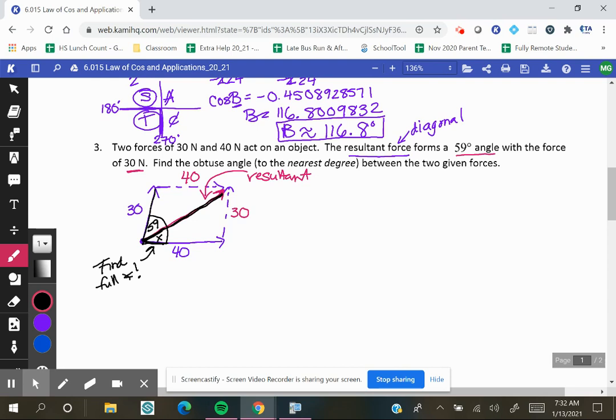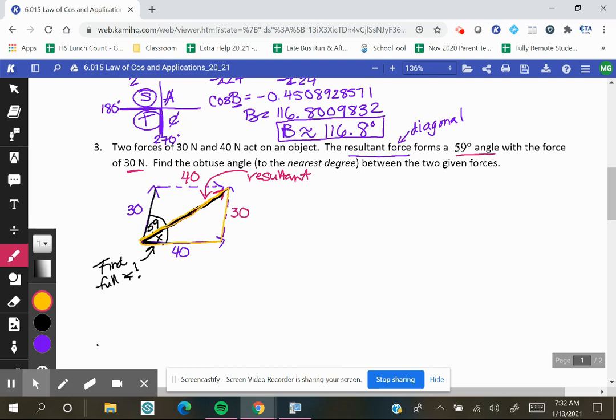All right, so now I'm going to focus my attention on one of these two triangles that the parallelogram is split into. I'm going to look at this bottom triangle right here. So one triangle at a time.